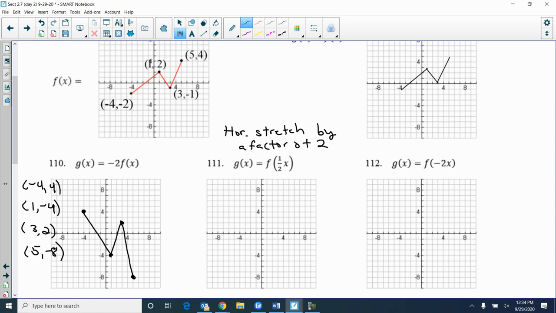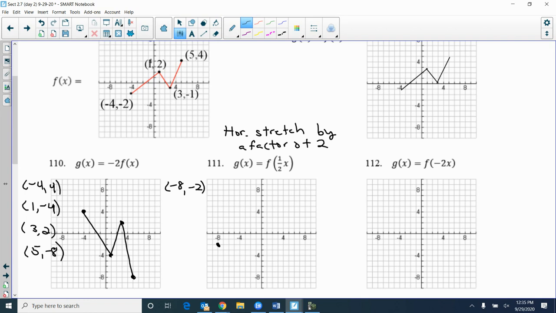So really, what can we get away with? I can move each one, but really, I can multiply the x coordinates by what? 2. You can get away with that. Because where's my first point at? My first point's at -4, -2. Horizontal stretch, so I take it from -4 and I double it to -8. I'm not going to change the y value. So that gives me what? -8, -2. So just take each x coordinate and multiply it by 2.